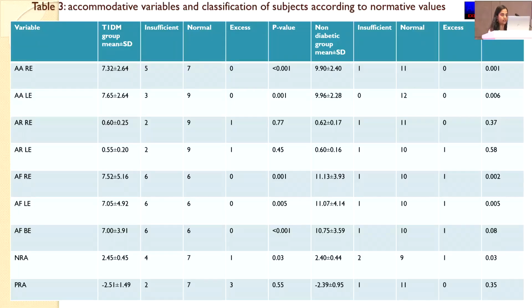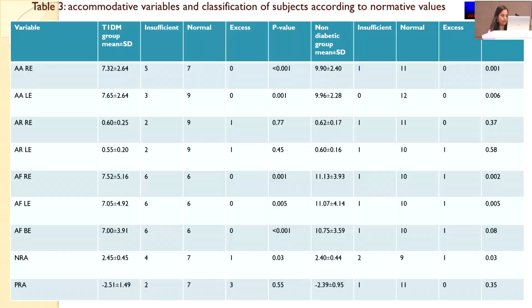Accommodative facility in the diabetic group was 7.05 plus minus 4.92 in the left eye. In the right eye, it was 7.54 plus minus 5.16. In both eyes, it was 7.9 plus minus 3.9. In the non-diabetic group, it is 11.13 plus minus 3.93 in the right eye, 11.07 plus minus 4.14 in the left eye, and 10.75 plus minus 3.59 in both eyes.